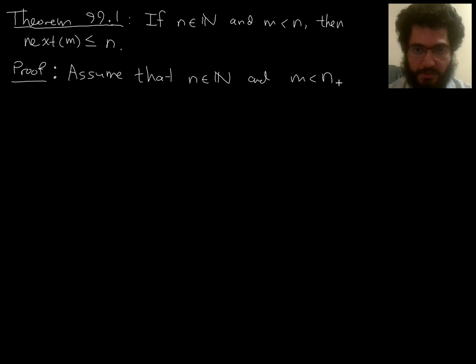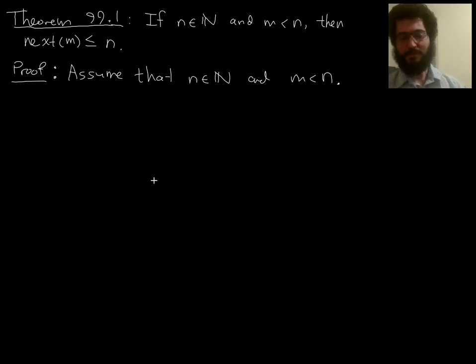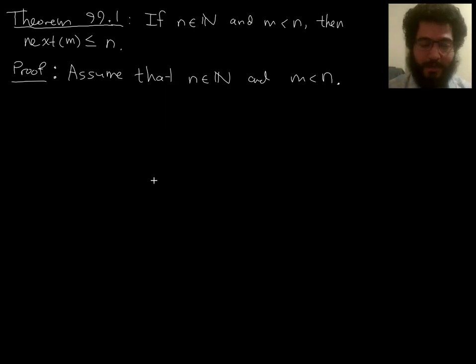Okay, so I'll start by assuming the hypotheses. Assume n is a natural number, m is less than n, and then I want to prove this, except that's already the wrong thing to do. So if I try to do it this way, and now my goal becomes prove next to m less than or equal to n, I'm going to have a lot of trouble just proving this. I don't really have much to go off of.